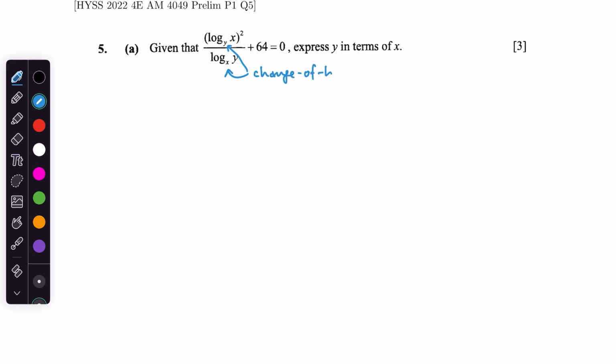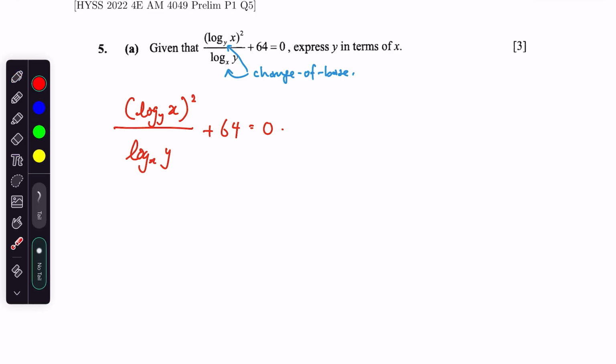Okay, so let's just start with that. We will copy out the equation first. Copy this out. Plus 64 equals to 0. Okay, let's do change of base. I don't think there's a big deal about which one we should change to. So let's just change this one because this one has no square. I think it's a little bit easier.